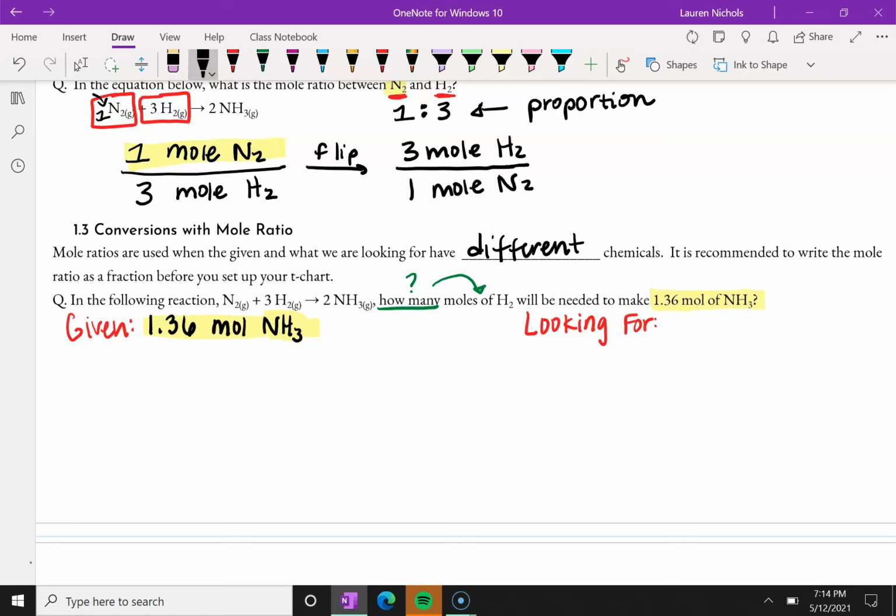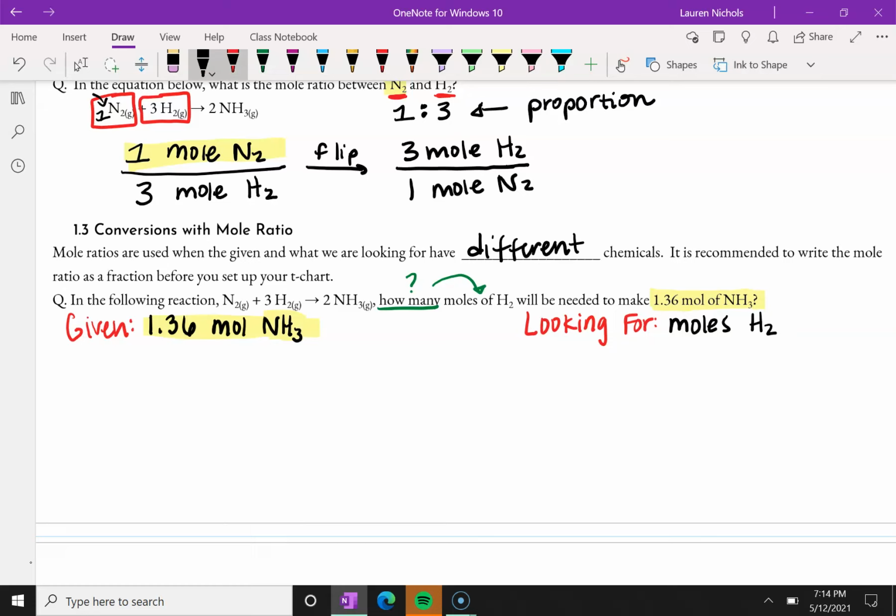So we know that what we're looking for is not moles of NH3, but moles of H2, of hydrogen. That's what we're looking for. And so our goal is to say, okay, if I'm starting with this much, how much of that other thing did I need to have? If I need to make 100 cookies, how many eggs am I going to need to make that? That's basically what we're trying to solve here.